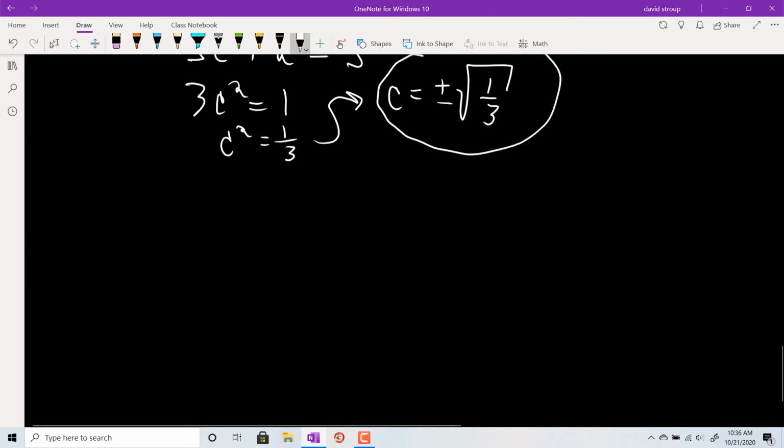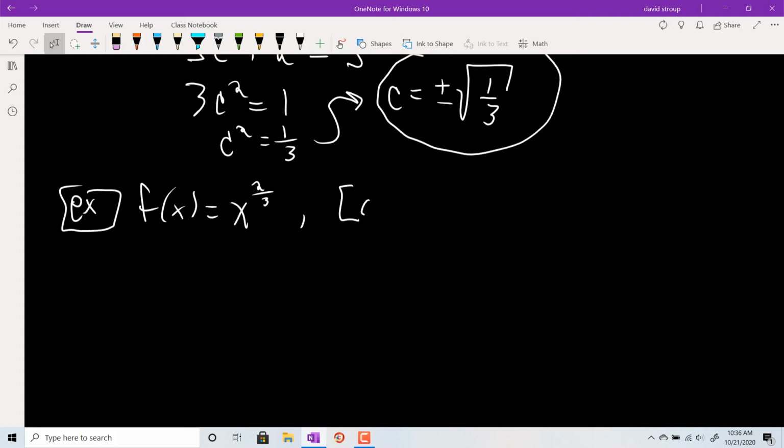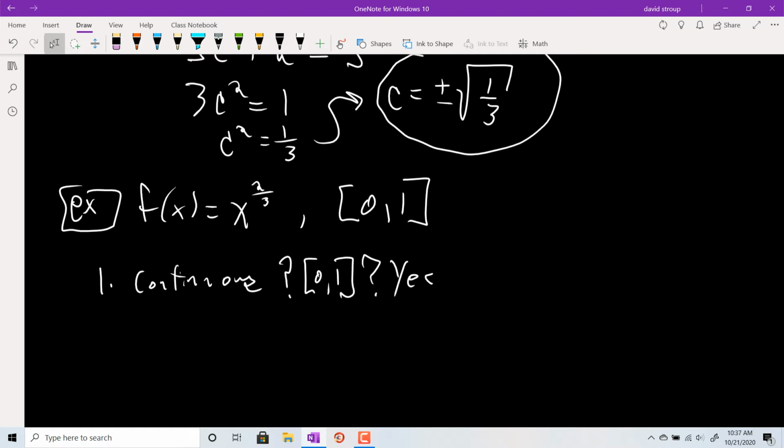Let's look at another example. Here we have f of x equals x to the 2/3, and we're working with the interval from 0 to 1. First, is it continuous on this interval? Yeah, this thing is actually continuous everywhere. There's nothing you can't put in that function for x. So is it continuous on the closed interval? Yes.